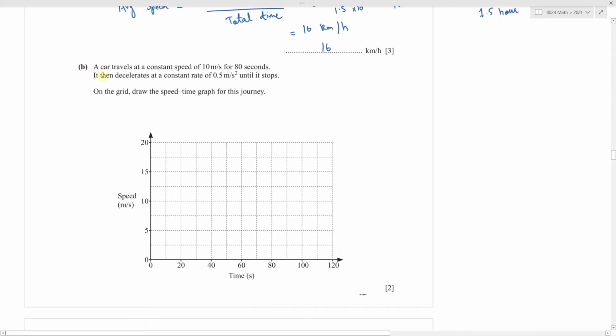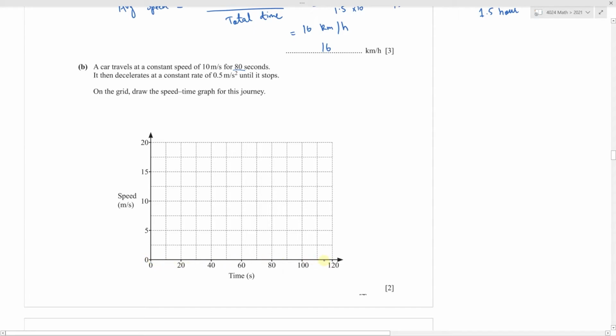Part B is a car travels at a constant speed of 10 meters per second for 80 seconds. It then decelerates at a constant rate of 0.5 meters per second squared until it stops. On the grid, draw the speed time graph for this journey. So for the first 80 seconds, the car is traveling at a constant speed of 10 meters per second. So you have speed on the y-axis and time on the x-axis.